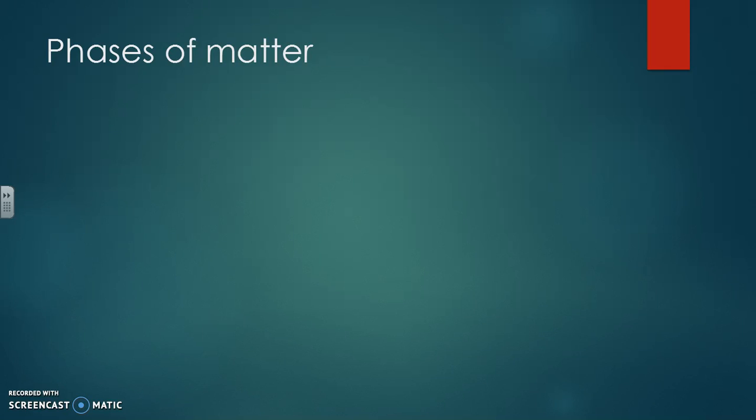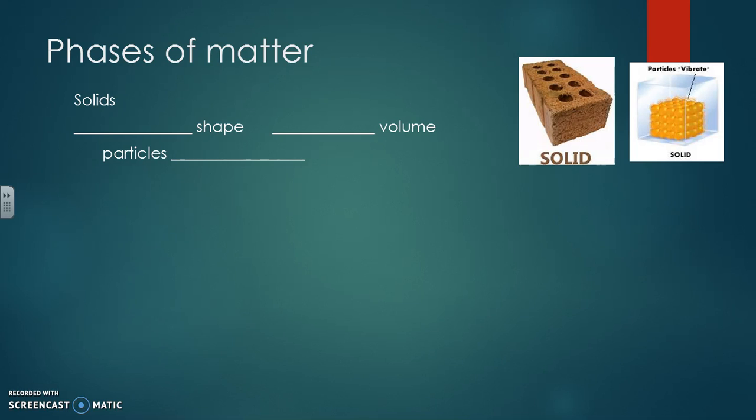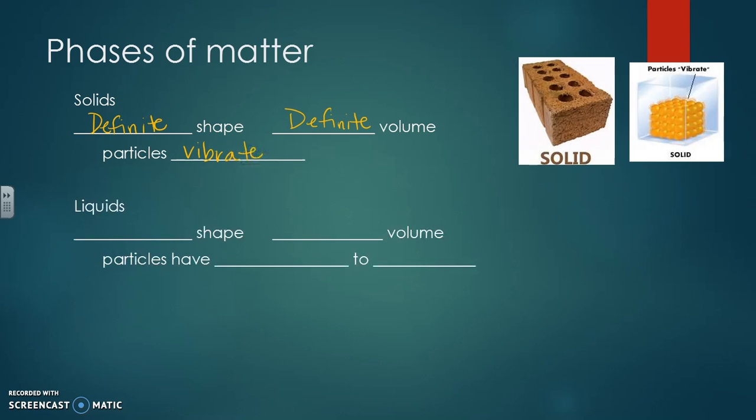Let's move on. Okay, so let's just do a quick review before we get into properties of matter on the phases of matter. So we have our solids. These solids have a definite shape, which means it keeps its shape, and it has a definite volume. The particles in a solid are actually moving, or at least they're trying to move, so they are vibrating. Because they are bonded together, they can't really get loose, but they can vibrate by trying to get loose.